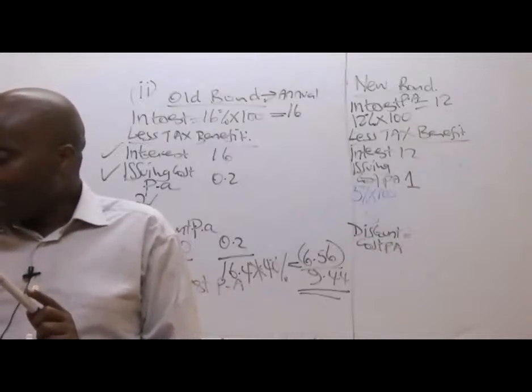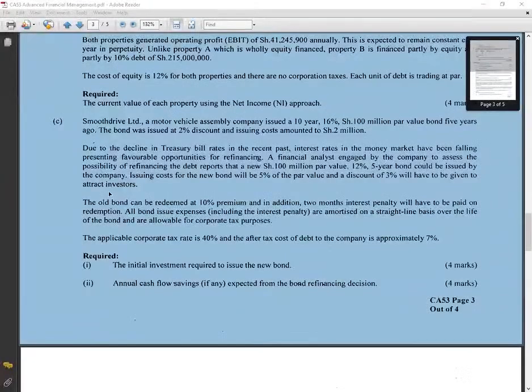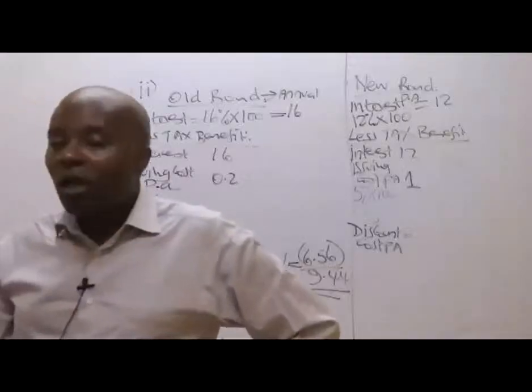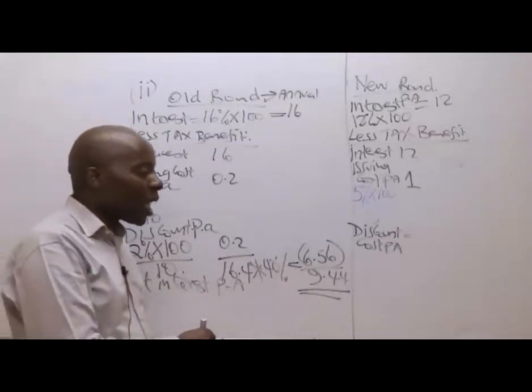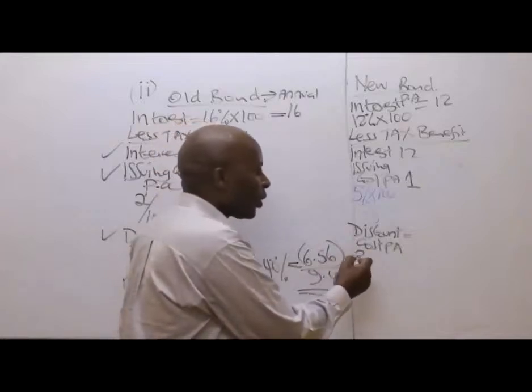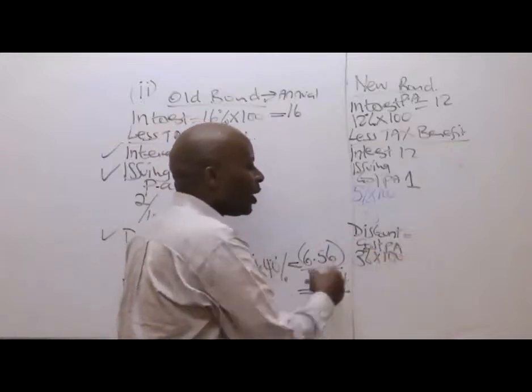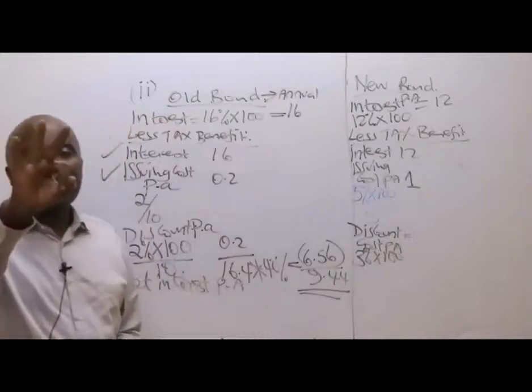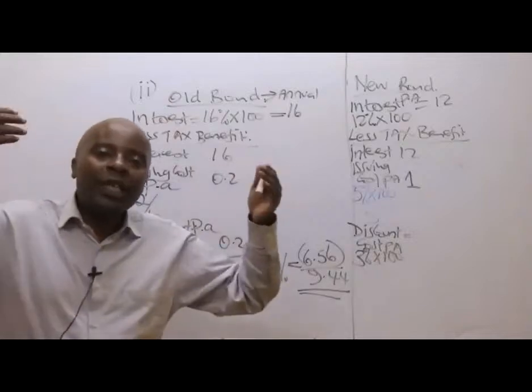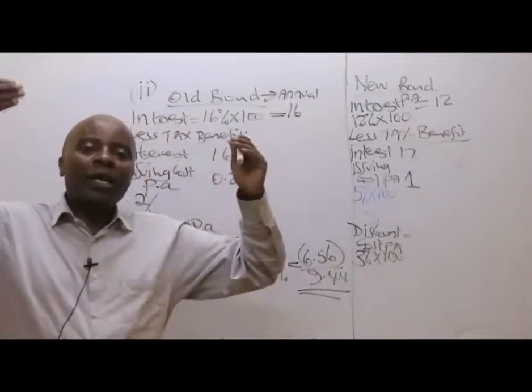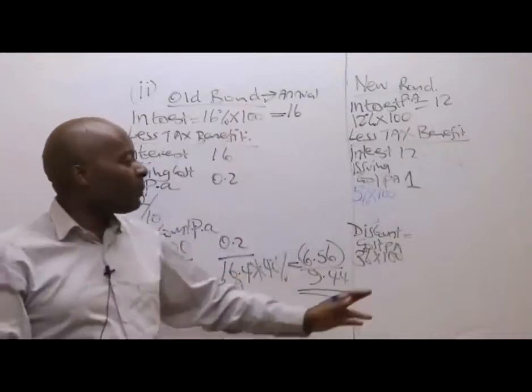Ladies and gentlemen, listen to me very well. For the new bond, remember, information about the new bond is given here, where they have told us that the discount is 3%. 3% of the par value. They will tell you it is 3% of 100. 3% of 100 gives us what? Gives us 3.